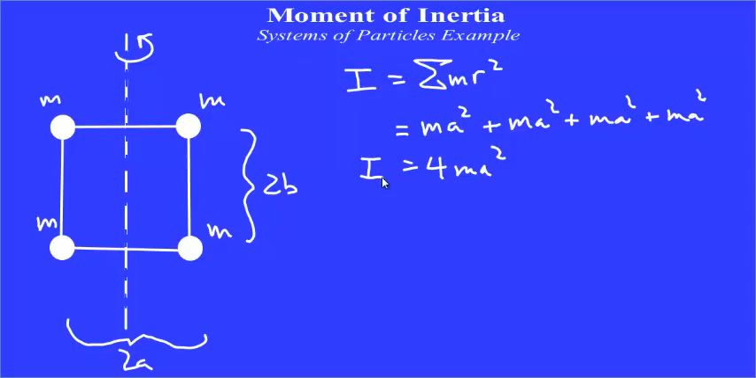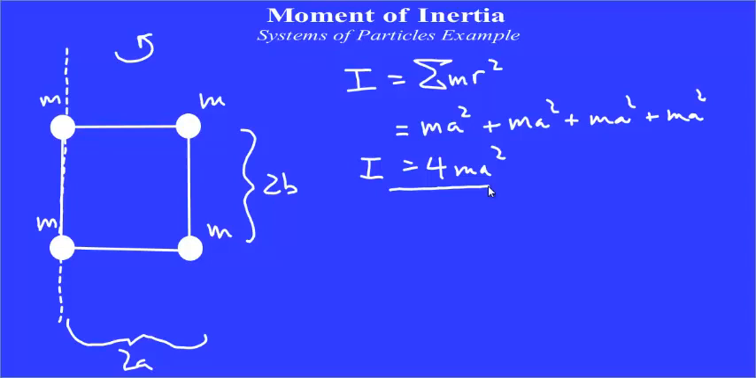Now if you take this axis and move it, let's say we don't rotate around this axis, but rather around an axis going through here. Well, now you could work it out for yourself, but this value is going to change. It's not going to be the same for a given object. It depends on which axis you're rotating on. So this is an example of working with a system of particles, finding the moment of inertia, where you do each particle separately and then sum them up.